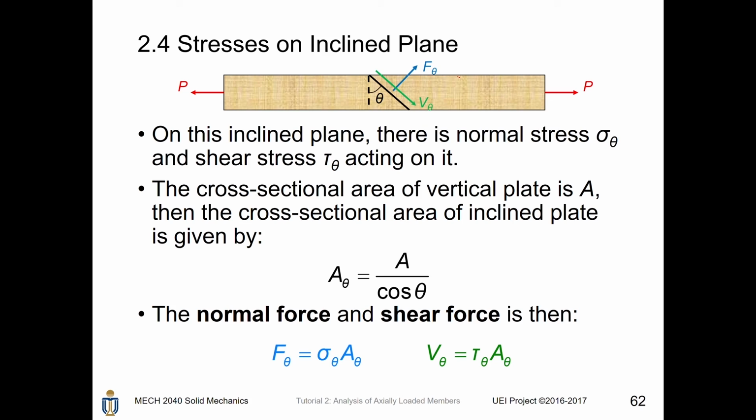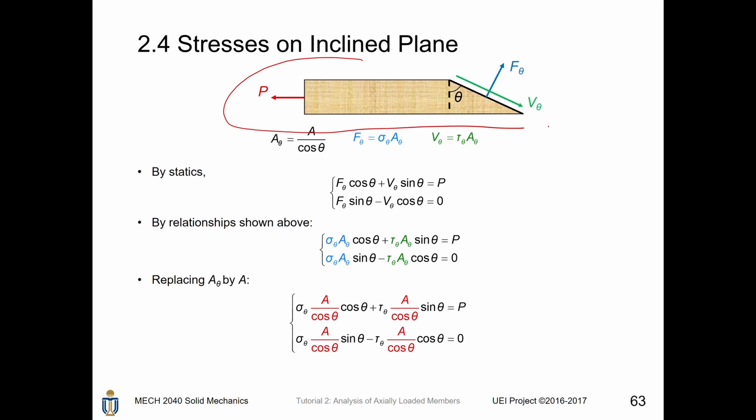The cross-sectional area of the vertical cross-section is A. So, for the inclined surface, the cross-sectional area is given by A divided by cosine theta. The normal force and shear force acting on this inclined surface will be F theta equals the normal stress times the area, while the shear force is given by the shear stress times the area. Still very similar definitions.